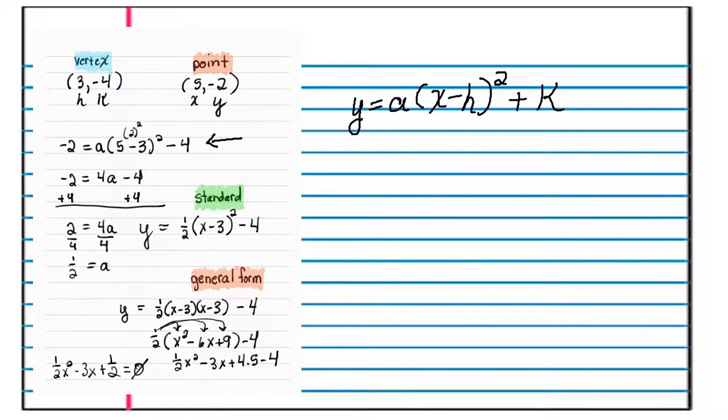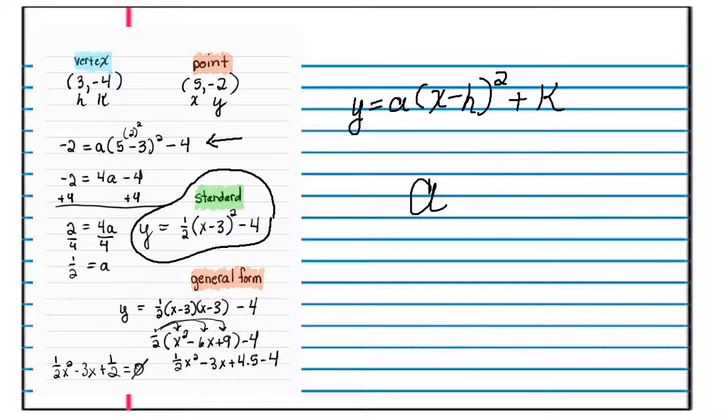Because what we need to do is find that a, that scale factor that tells us if the parabola is positive or negative, skinny or wide. And you just use the real numbers to determine what a is and then put it back into the equation, which you'll notice happens right here.